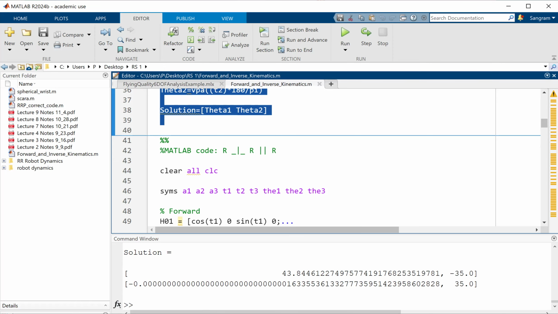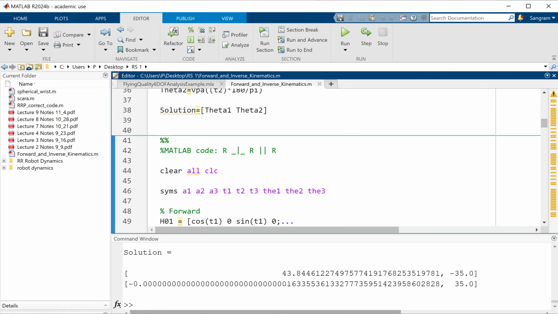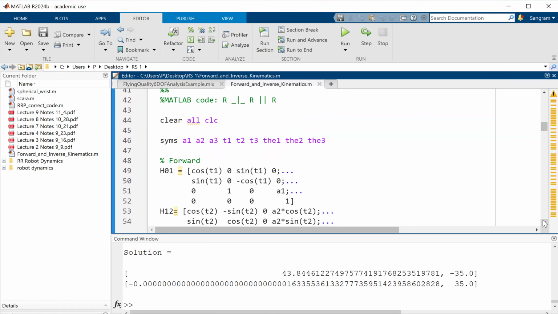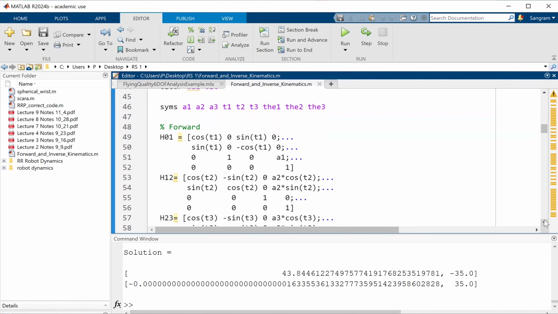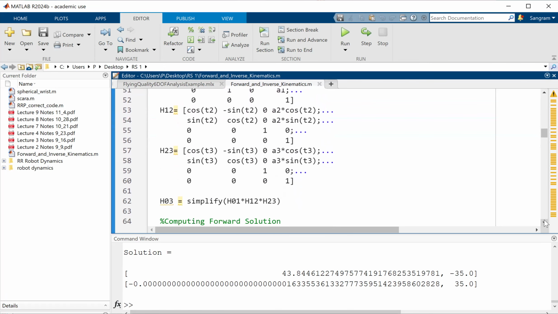So I would encourage you to take a look at this code real quick. Please note that first you have the first matrix 0H1. Then you have the second matrix. Then you have the third matrix. Then you are multiplying 0H1, 1H2, 2H3. So you are getting the relationship between the end effector frame and the zero frame. We are going to find the forward kinematic solution.